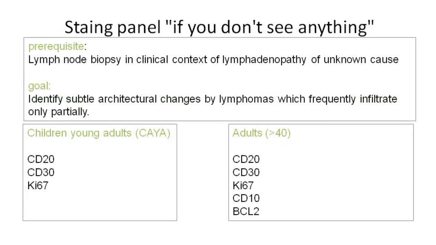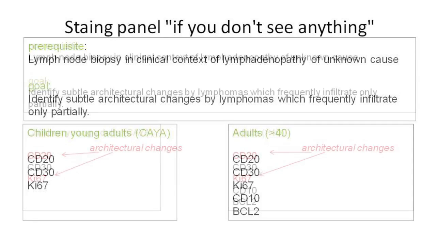So what I do now is adjust my stainings according to the situation. Is it a child or a young adult? I'm expecting other lymphomas than in elderly adults. And that's why my staining panel differs a little bit. You see on the left, that's what I would do in young adults. And this case is a little bit on the border between young adults and real adults, let's put it this way. So I would stain for CD20 and CD30 and Ki67.